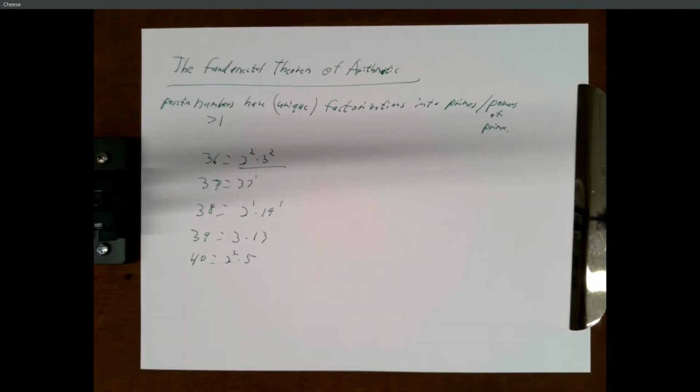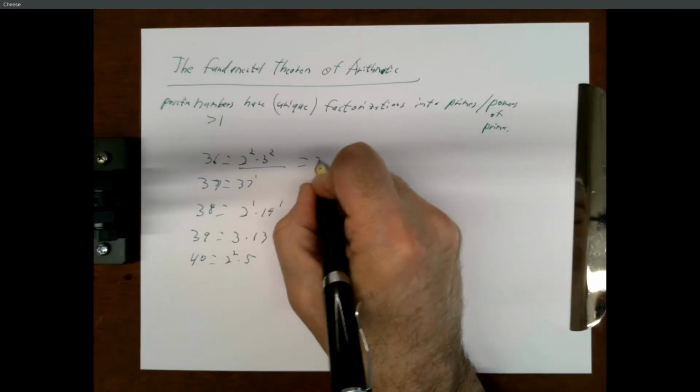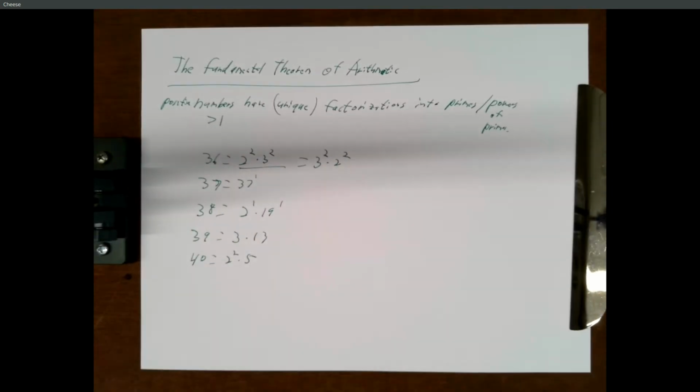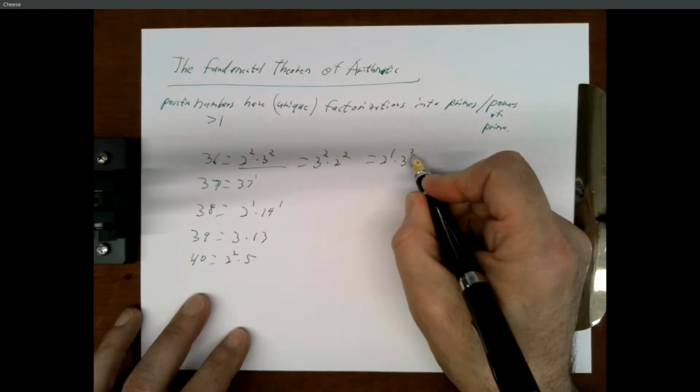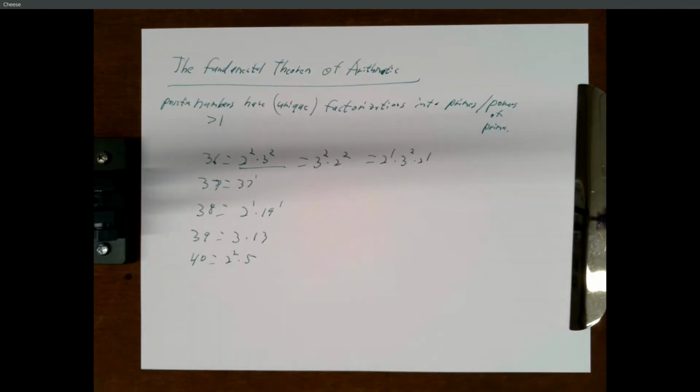Now, why is it essentially unique? Because I could also say 36 is 3 squared times 2 squared. Isn't that different from 2 squared times 3 squared? Yeah, but not really. So unique in all interesting ways, right? I could also say this is 2 to the first times 3 squared times 2 to the first. But that's the same thing, okay? What it's telling me is I can't find 36 equal to 5 times something or 7 times something, right? So once you break it into primes, you've got a unique factorization. That's the fundamental theorem of arithmetic.